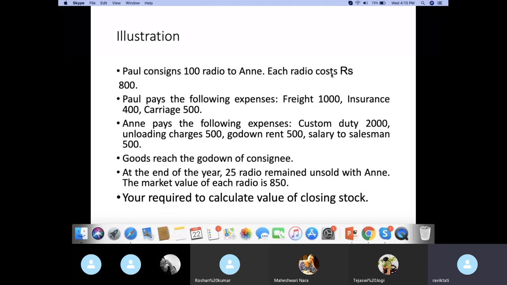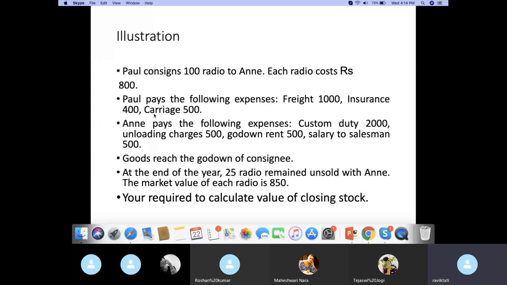Now each radio is costing 800. Paul pays the following expenses: freight 1000, insurance 400, carriage 500. All expenses of Paul are direct expenses. What is the total expense of Paul? 1000 plus 400 plus 500, 1900. There's no problem with the expenses of Paul because they're all direct expenses.